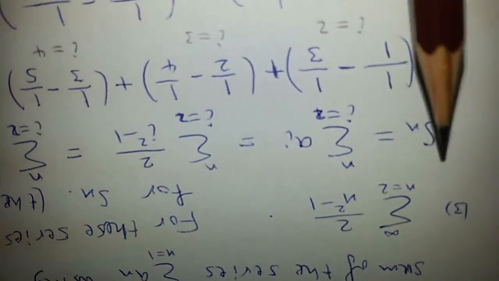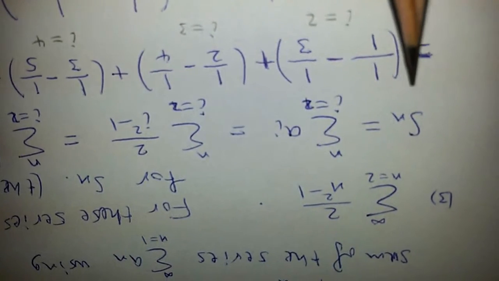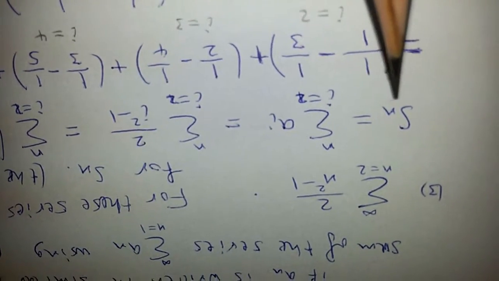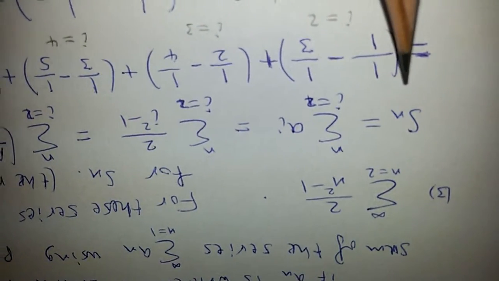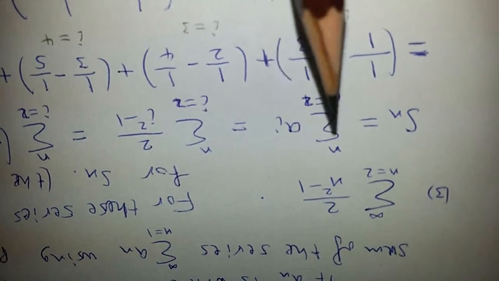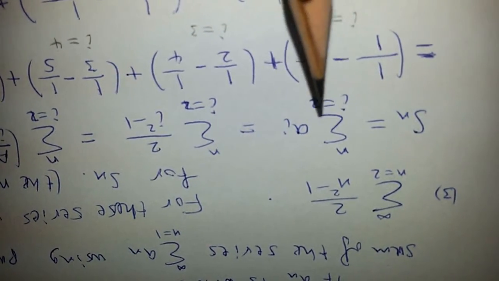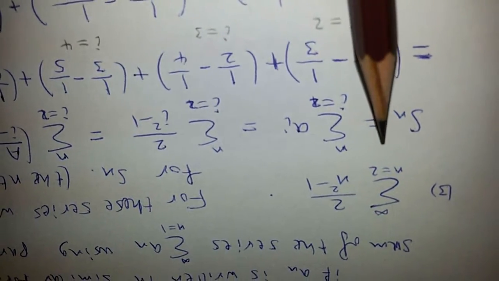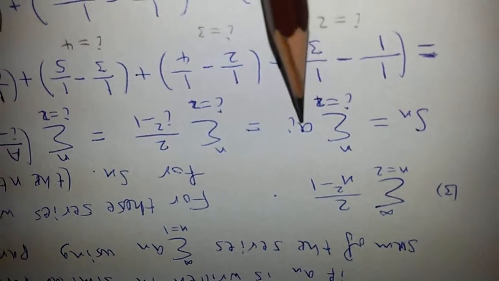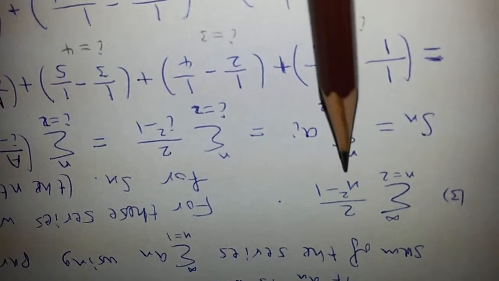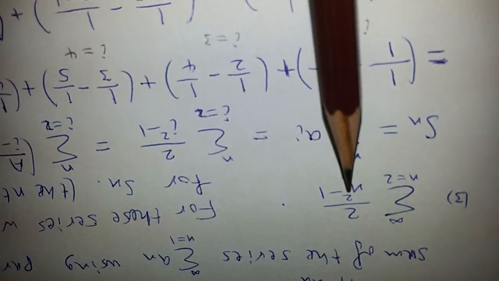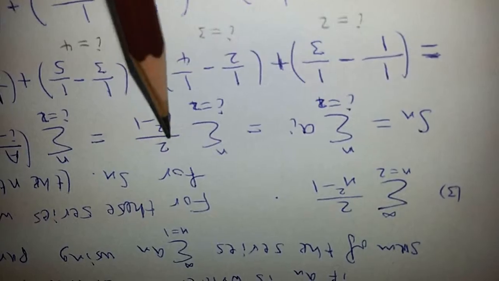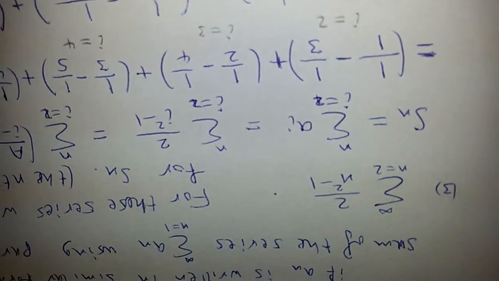What is the definition of the nth partial sum? The sum of the first n terms, summation ai from 2 to n. Why did we start from 2? Because the series is already starting from 2. So this is an. What would be ai? We replace n by i. So it would be 2 over i squared minus 1.